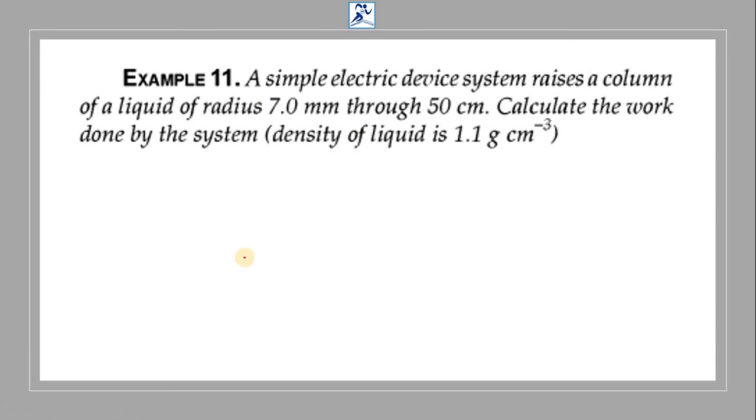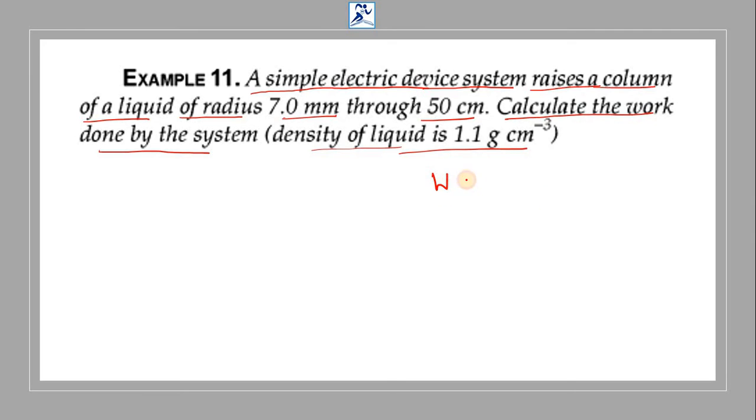That is a simple electric device that raises a column of liquid of radius 7 millimeters through 50 centimeters. Calculate the work done by the system, and the density of the liquid is 1.1 grams per centimeter cube. So here we have to calculate the work done.